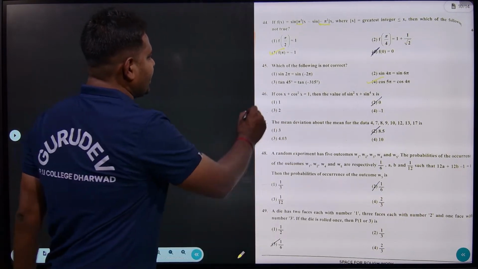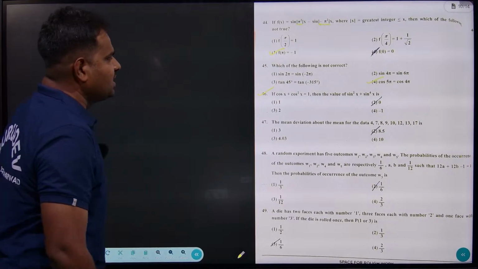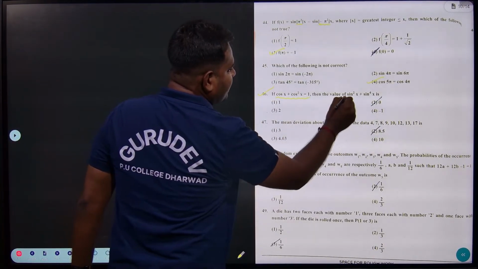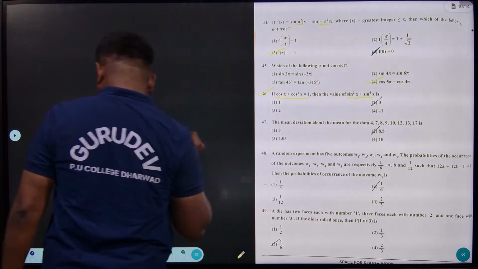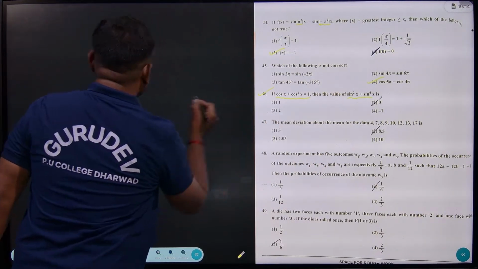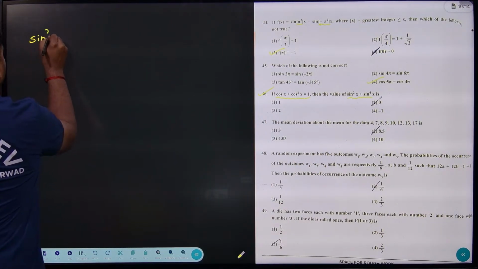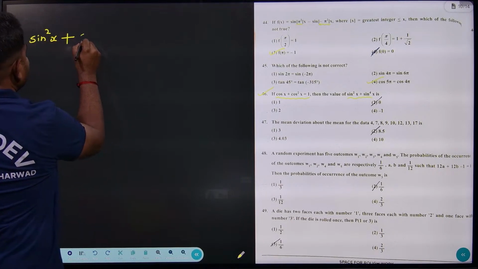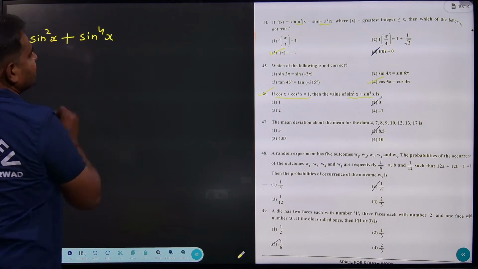Yes, next let us look at question number 46, students. What has he given? If cos x plus cos square x equals 1, then the value of sin square x plus sin to the power 4x. So here he is asking the value of sin square x plus sin raised to 4x, students.